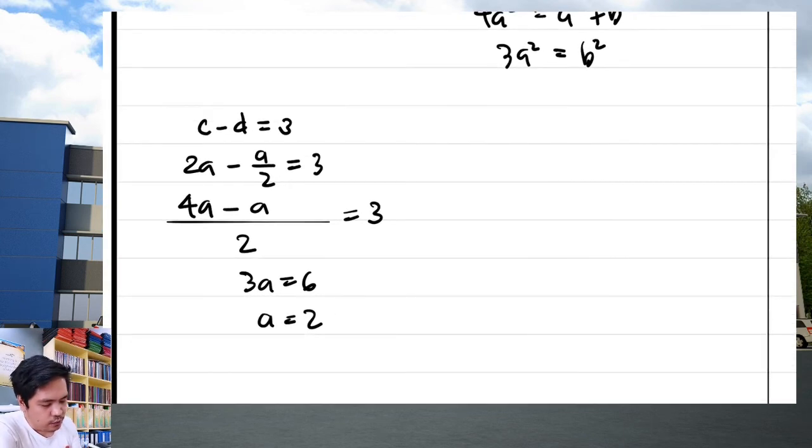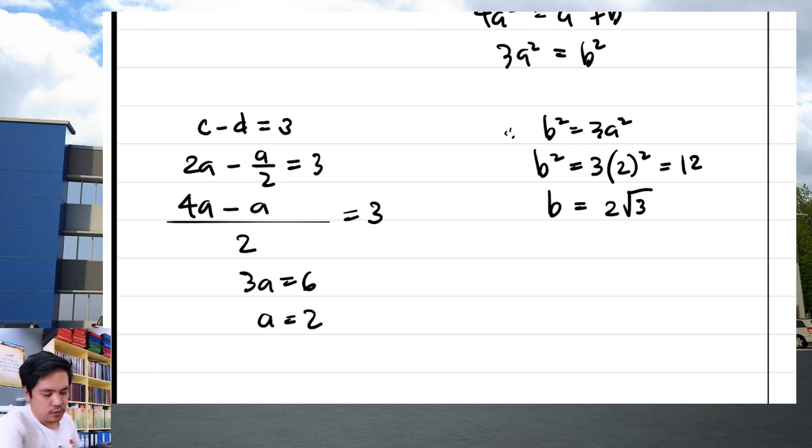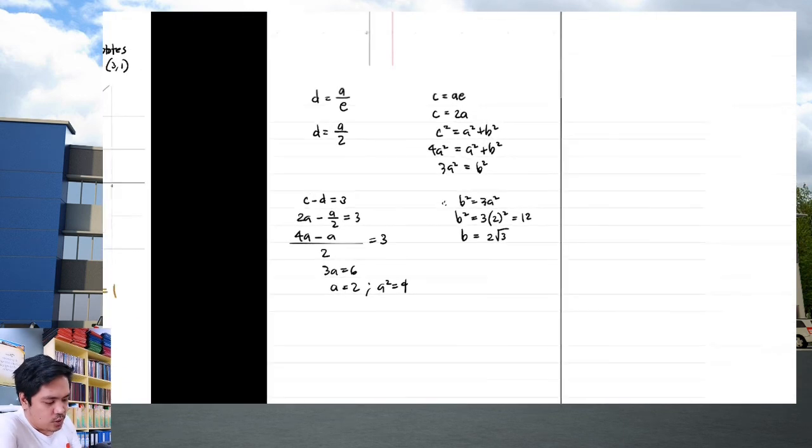And solving for the value of B, we'll have B squared is equal to 3A squared. So B squared is equal to 3 times A, which is 2 squared. So that would be 4 times 3, 12. Or B is equal to 2 square root of 3. Or B squared is equal to 12. And A squared is 4. Sulat mo lang dito that A squared is equal to 4. So, meron tayong A, meron tayong B.